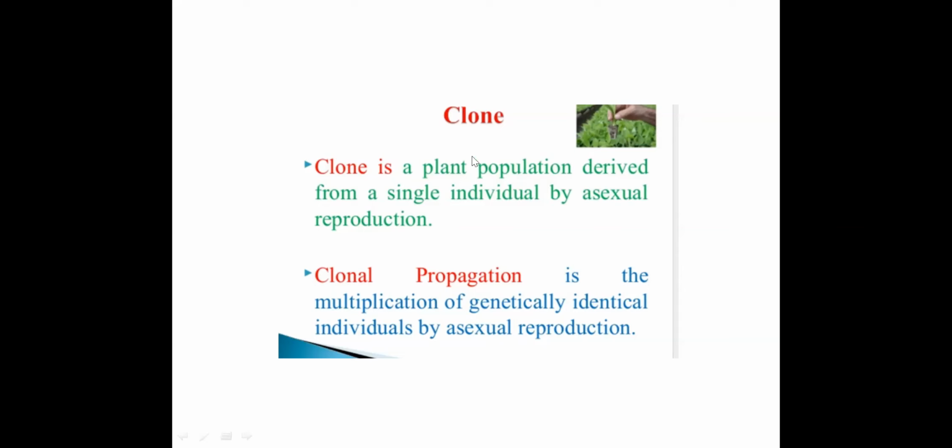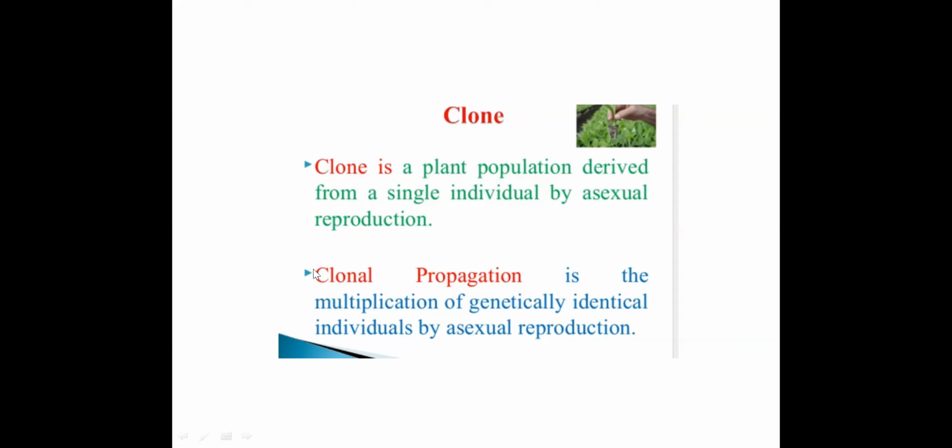So what does it give you? It gives you a clone. Clone is a plant population derived from a single individual by asexual reproduction. So it can be a vegetative kind of reproduction also. Vegetative reproduction is also called asexual reproduction, actually, because there are no sex gametes involved in it.